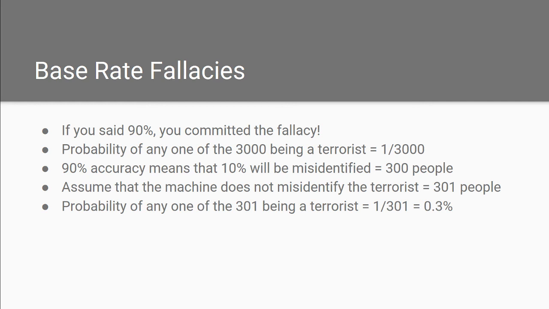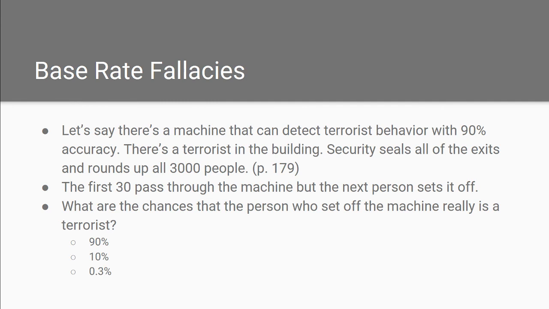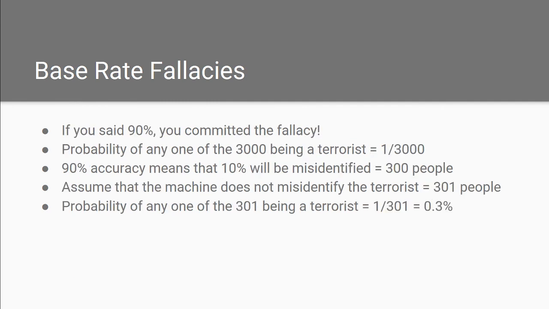If you said 90%, you just committed the fallacy. Okay? So, again, given this scenario, the probability of any one of the 3,000 being a terrorist, that's 1 in 3,000. 90% accuracy means that 10% will be misidentified. Okay, 10% of 3,000, that's 300 people. Let's assume that the machine does not misidentify the terrorist. That's 301 people. So the probability of any one of the 301 being a terrorist would then be 1 in 301, or 0.3%.